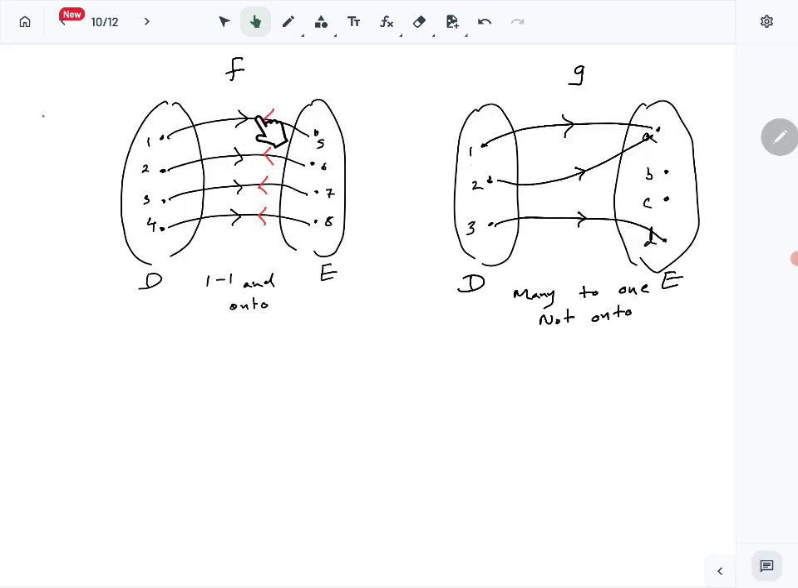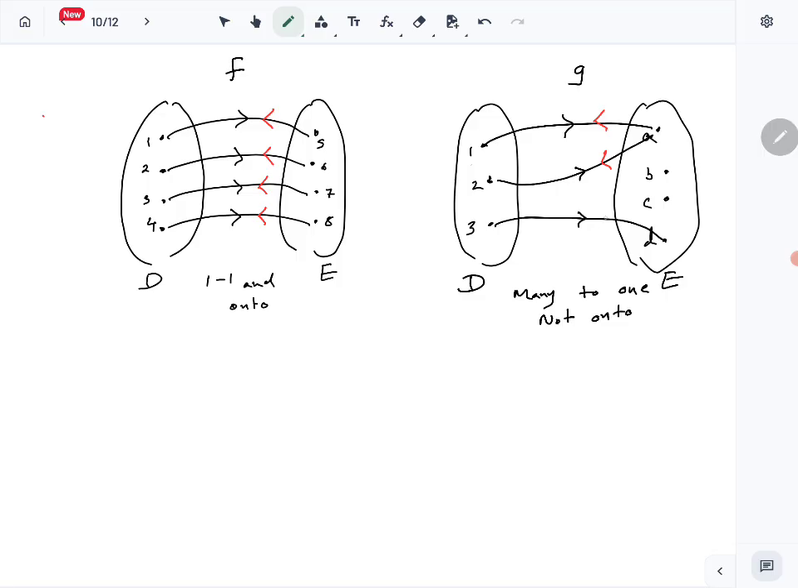Why? 5 is connected to 1, 6 is connected to 2, 7 is connected to a single element 3, 8 is connected to a single element in D. So if it is one-to-one and onto, you can have a reverse function from E to D. This type of function is called an inverse function.